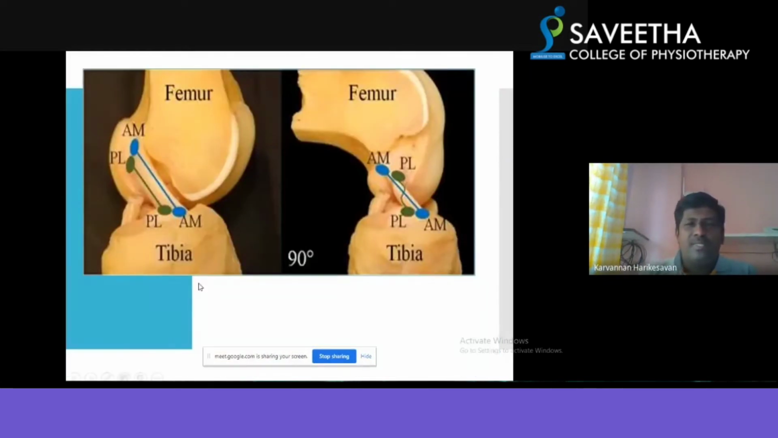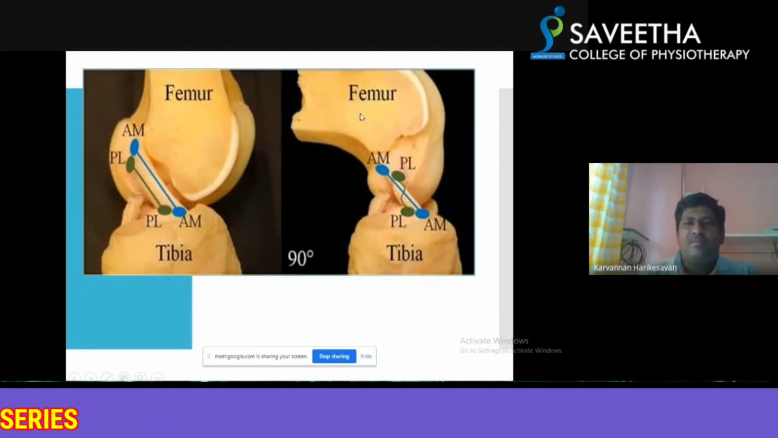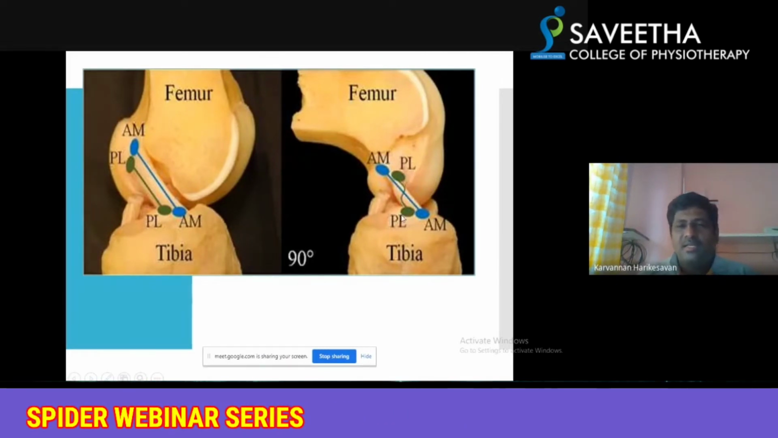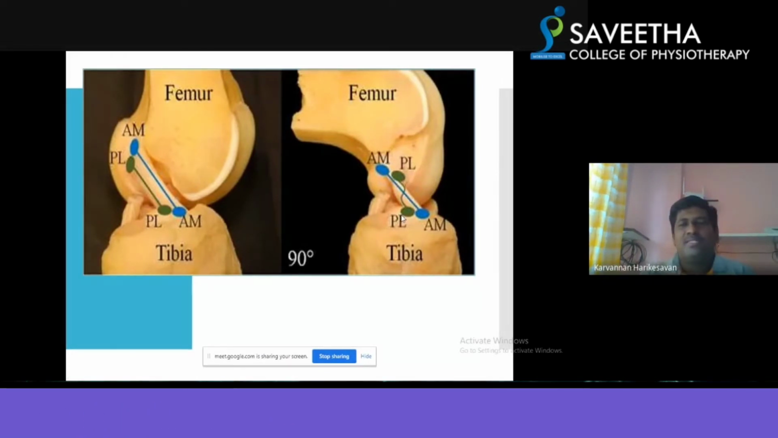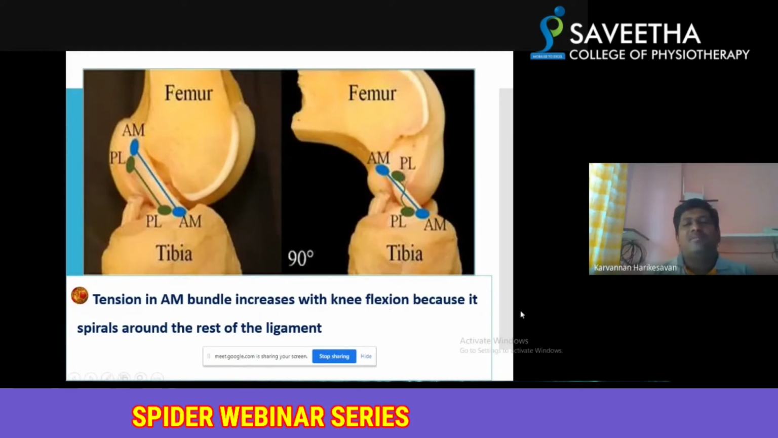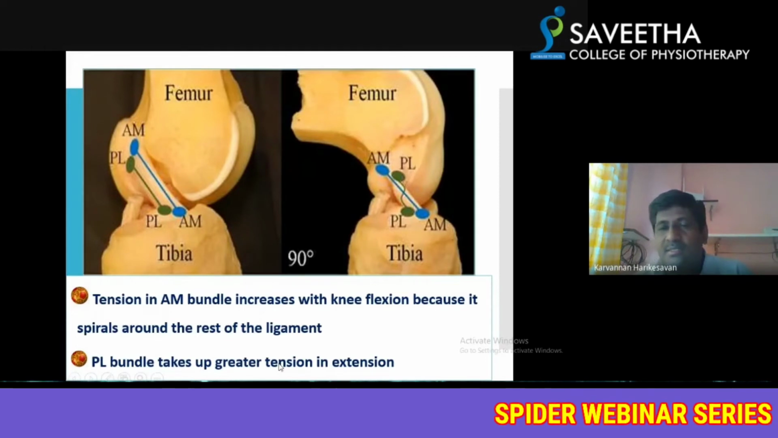Again, the picture here very clearly shows the knee at 0 degrees of extension, and when it goes to 90 degrees of flexion, the femur is in flexion. So the anteromedial bundle is stretched, and the posterolateral bundle is slack, or not taking much load as it goes into flexion. Tension in the anteromedial bundle increases with knee flexion because it spirals around the rest of the ligament. The posterolateral bundle takes the load when the knee is in greater extension.